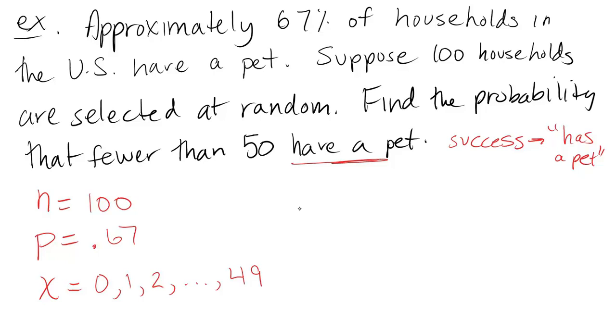Just like I did with Binompdf, I'm going to abbreviate BCDF for Binomcdf. N is 100. We've got 67% probability of a success. And again, all you have to do is tell the calculator where to stop. We want to stop at x equals 49. It knows to start at 0. Binomcdf always starts at 0 and increments by 1 up to your stopping point. So we want to stop at 49. Let's take this to the calculator.